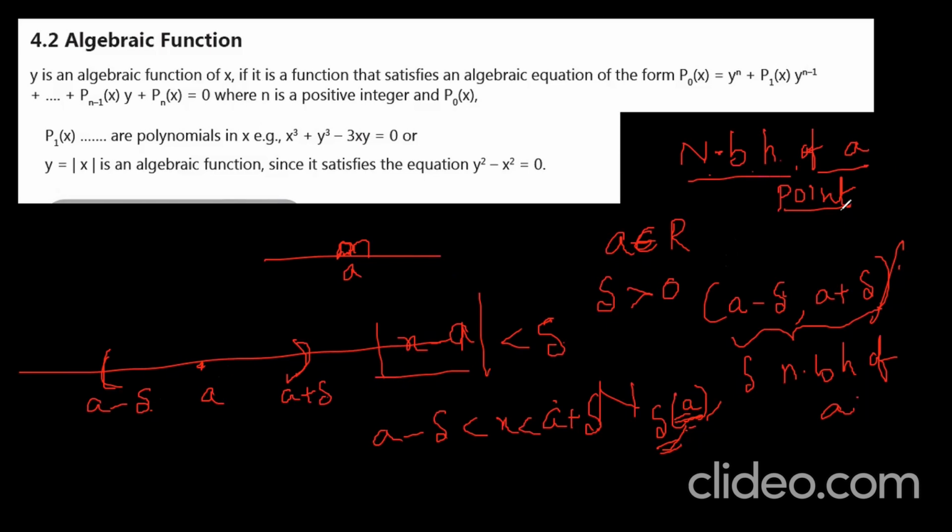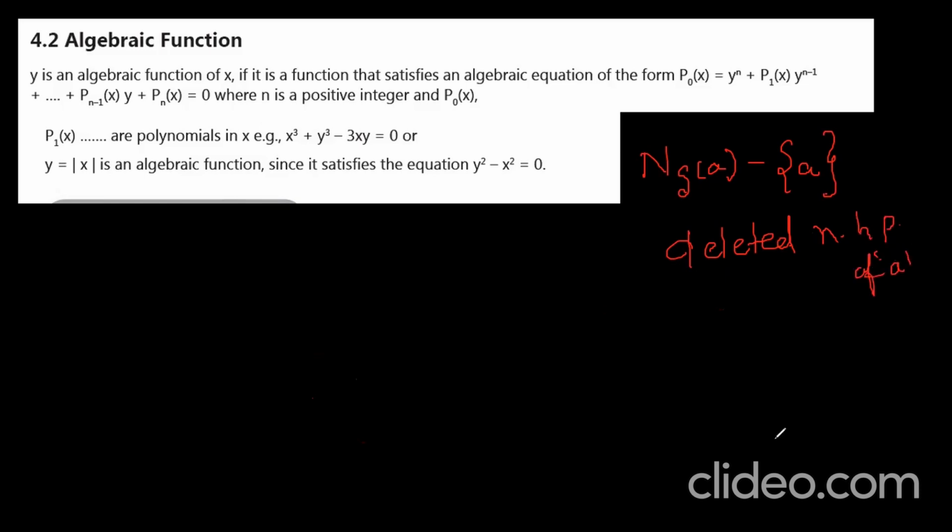The next important point: if I take the neighborhood N delta of A and remove the point A, it can be called the deleted neighborhood of point A. So the deleted neighborhood is the open interval A minus delta, comma A, union the open interval A, comma A plus delta, right?